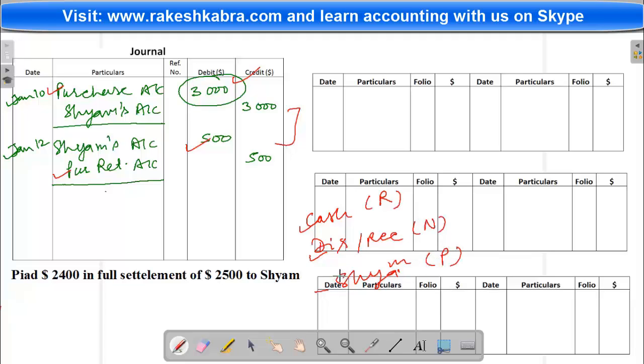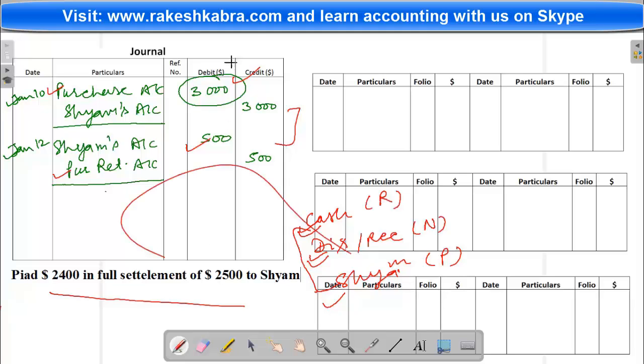Getting my point? Yeah. So you understood what happened in the business. Cash gone, there is income, and we paid money to whom? To Shyam. So in this transaction, three accounts are affected: cash, discount, and Shyam. And the cash belongs to the real category, discount is our nominal account, and Shyam is a personal account. Agree or not? Yes.